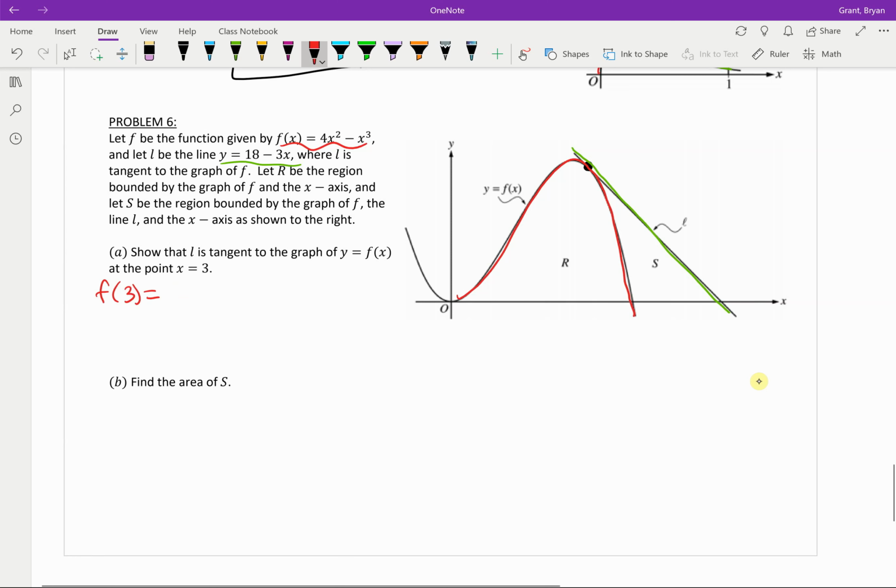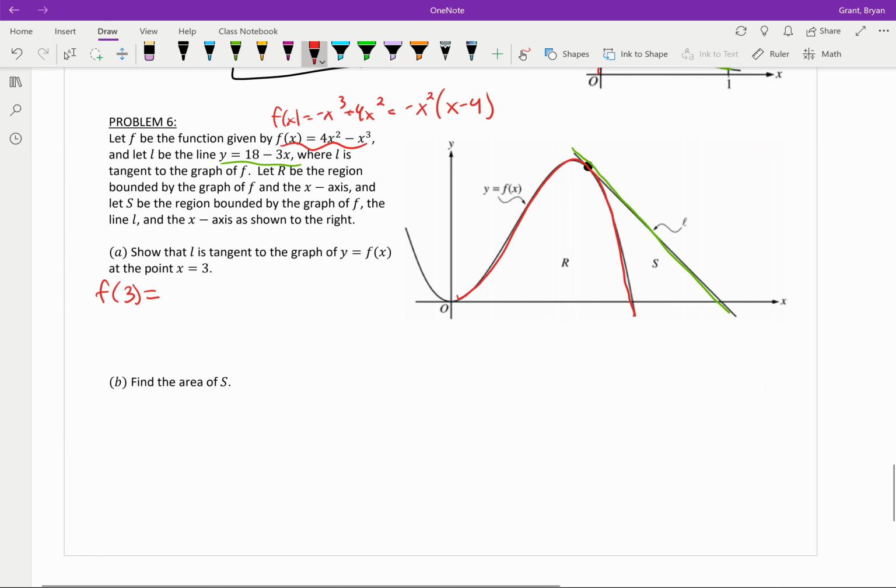Maybe we should factor this first. Let's switch the order, so I'm going to call it negative x cubed plus 4x squared. Then I'm going to factor out an x squared. I like this a little bit more. Maybe I'll factor out a negative x squared. Really go big here. We get x minus 4. I think that looks pretty good.